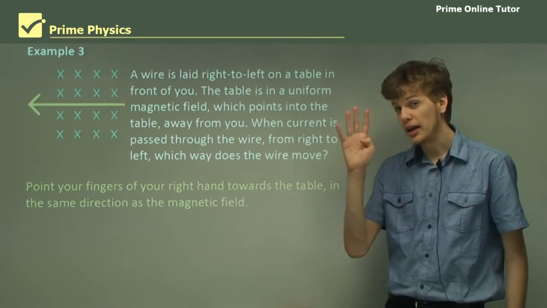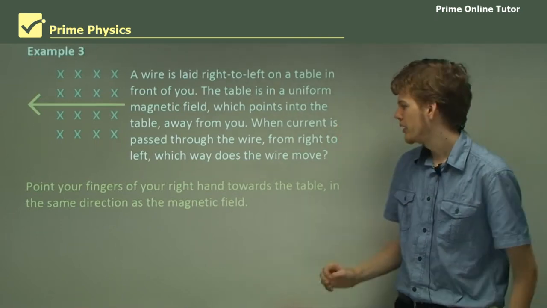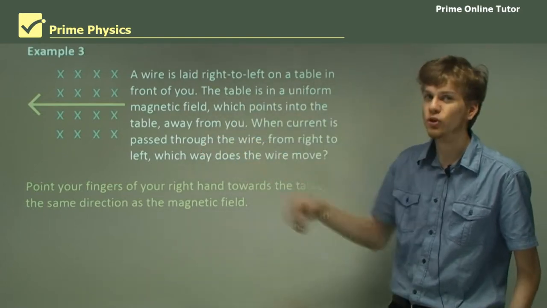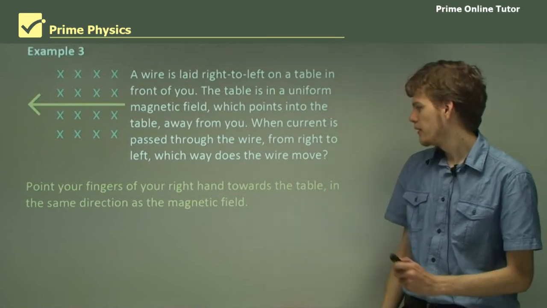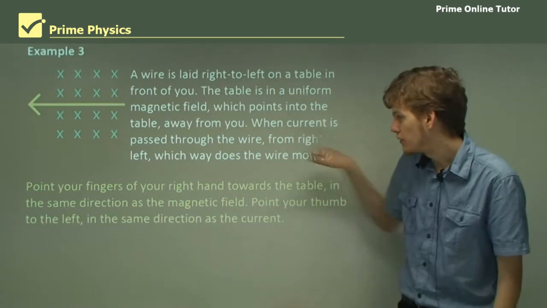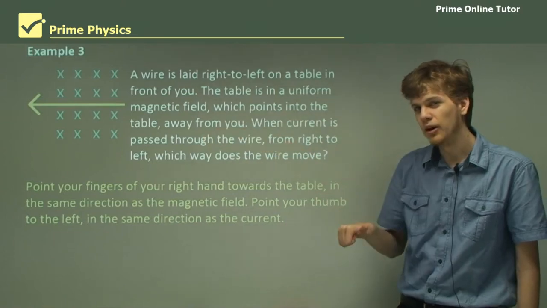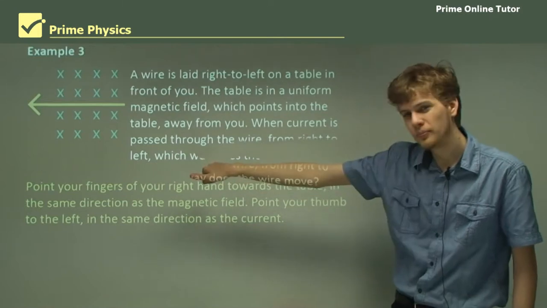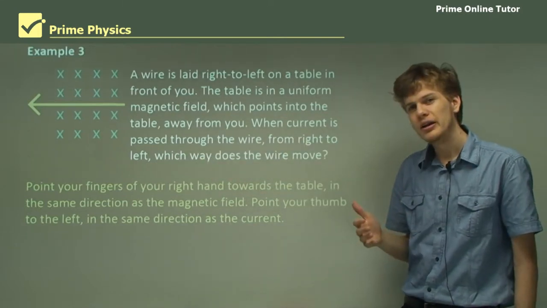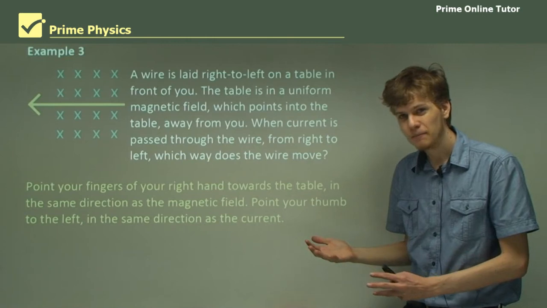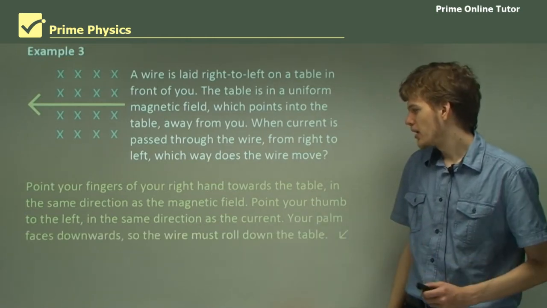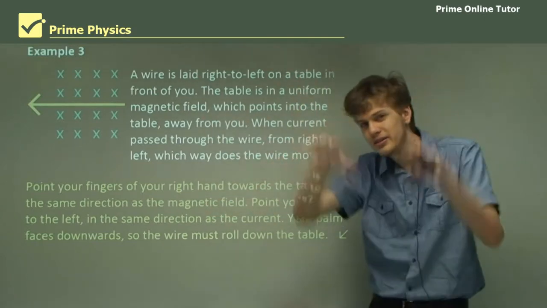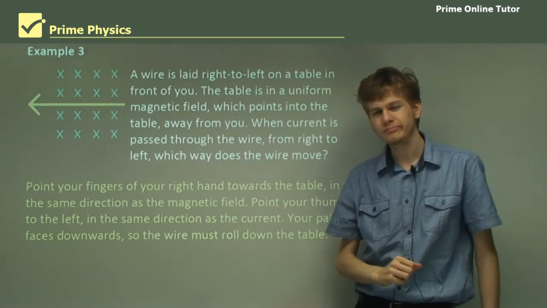Point the fingers of your right hand, not left hand, towards the table. Right? That'll be the same direction as the magnetic field. So away from you. We take our thumb and point it to the left in the direction of the current. Right? So now we've got our fingers pointing in and our thumb pointing across. So what we're measuring now is the direction that our palm is facing. Right? And so it'll end up facing downwards. So the force on this conductor is downward.